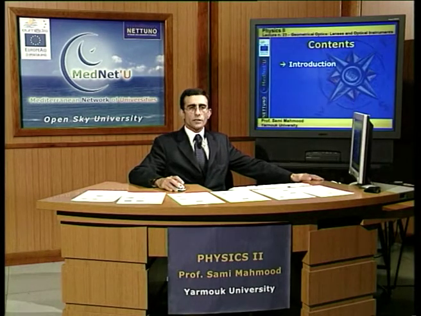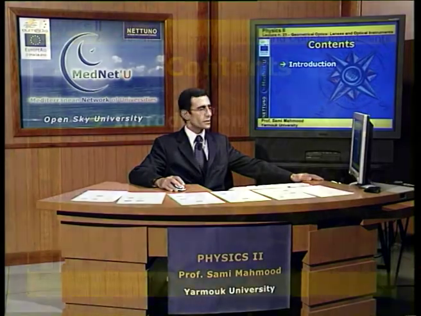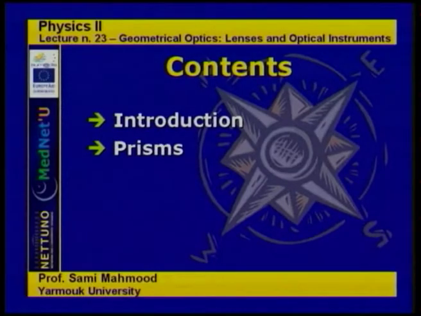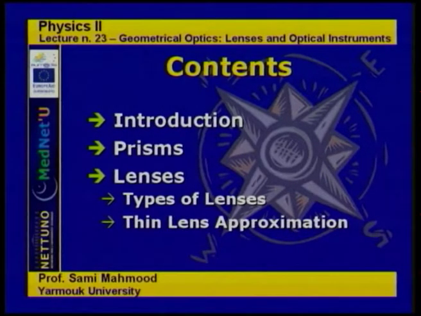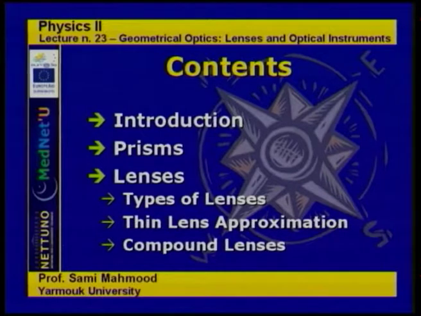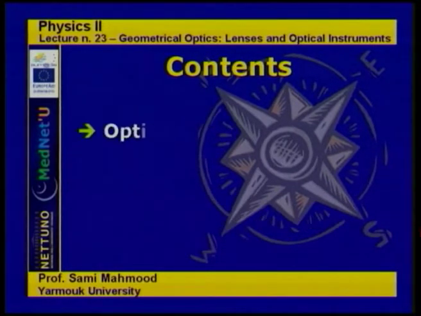And the contents of this lecture will include an introduction, a historical introduction. We will talk about the prisms. We will talk about lenses and derive the lens equations. Types of lenses will be discussed. Thin lens approximation will be used in order to derive the lens equation. The compound lenses will be talked about.